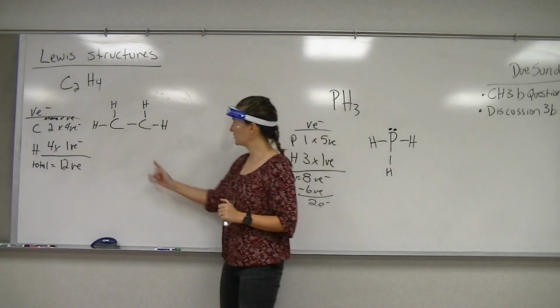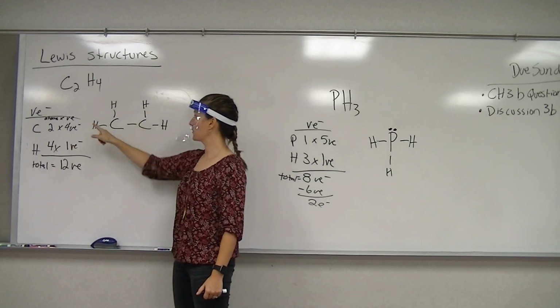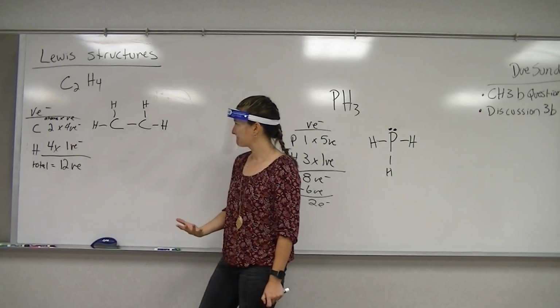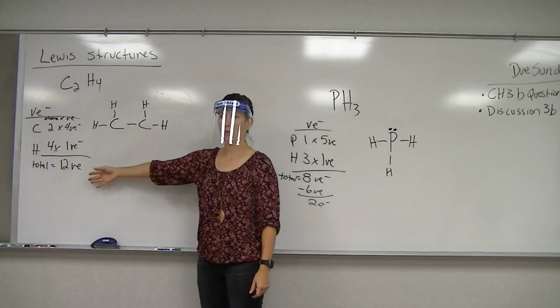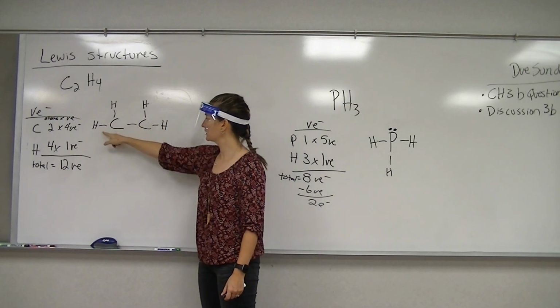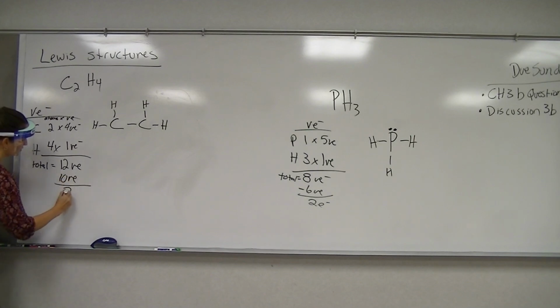So doing this one, we want to make the terminal atoms happy first. Terminal being the hydrogens, because both of these carbons are central. So are the hydrogens happy? Yes. Okay, so to make the central atoms happy, we need to see what we have left. So how many have we used? 2, 4, 6, 8, 10. So I've used 10, so that means I have 2 left.